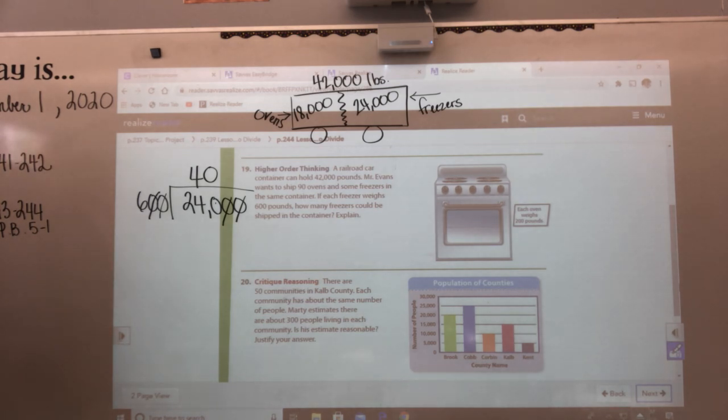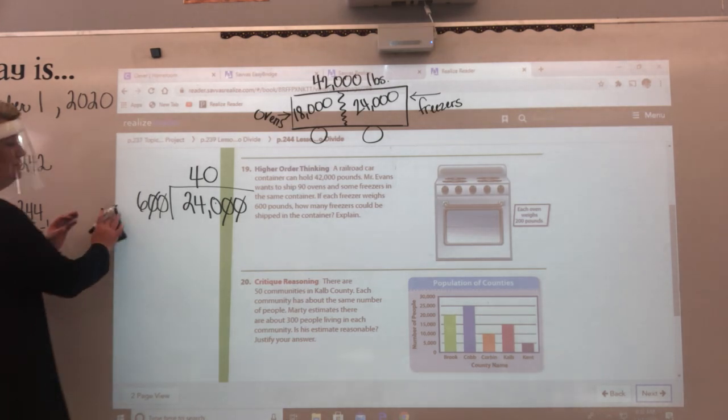40 freezers. You know what? I had to get rid of this space for the ovens. The whole space wasn't for freezers. It was for ovens and freezers.